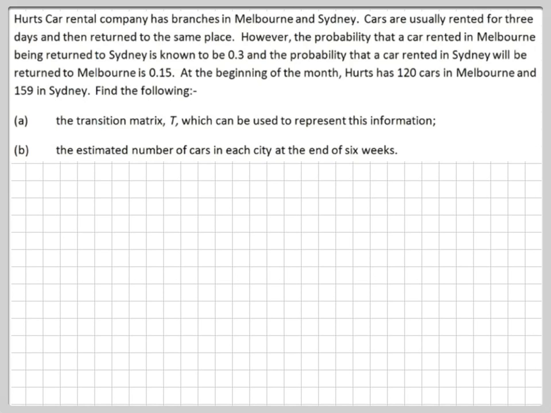Okay. We looked at them in the previous presentation as well. So we're going to work out the steady state number of cars in Melbourne versus Sydney, aren't we? Yes, we are. Right, so what is the steady state for Hertz? Now remember, guys, that the steady state matrix just gives you the probabilities or the proportions, okay?